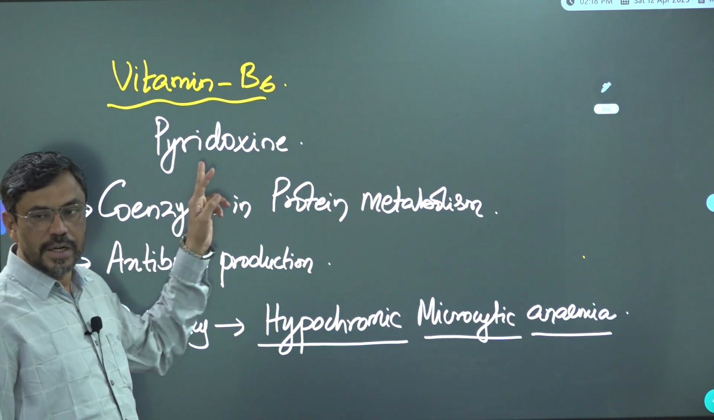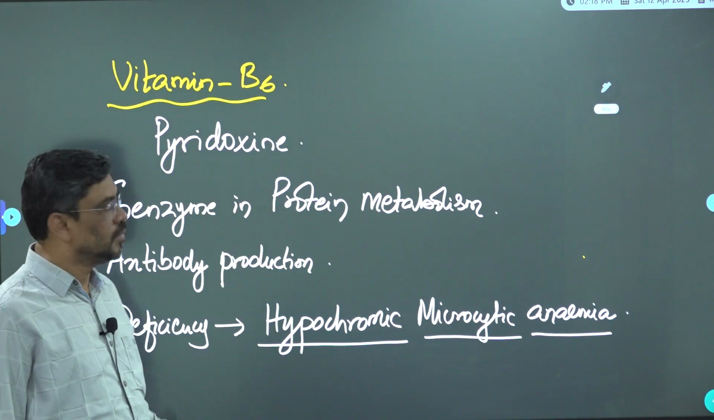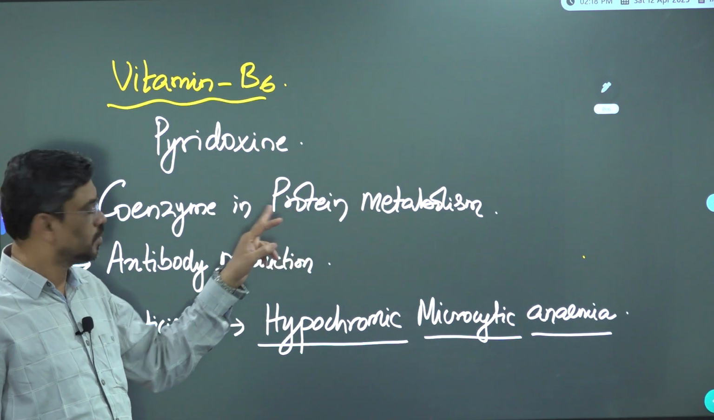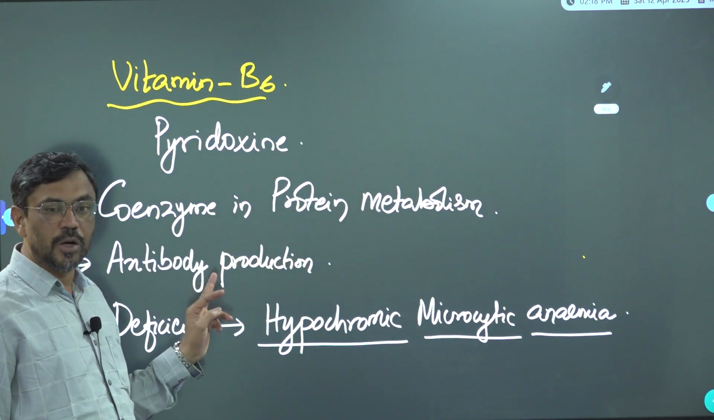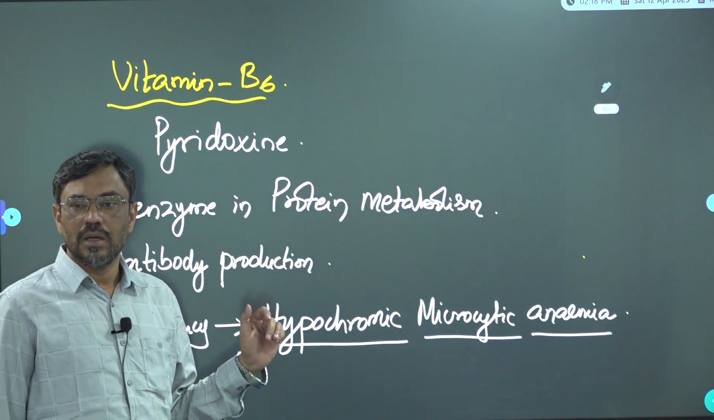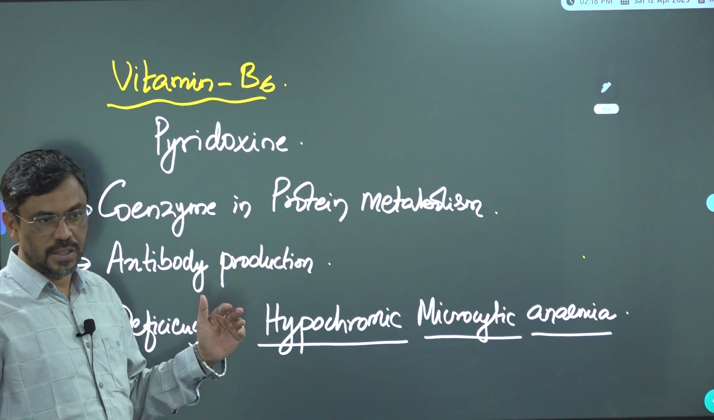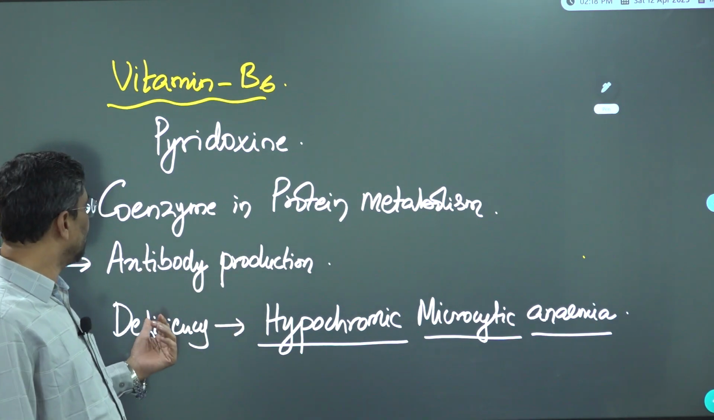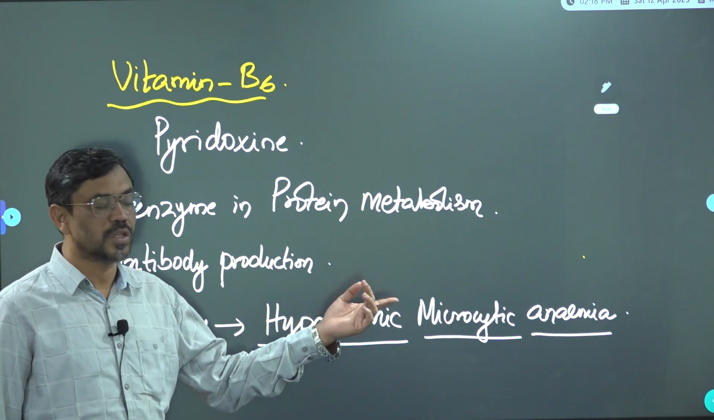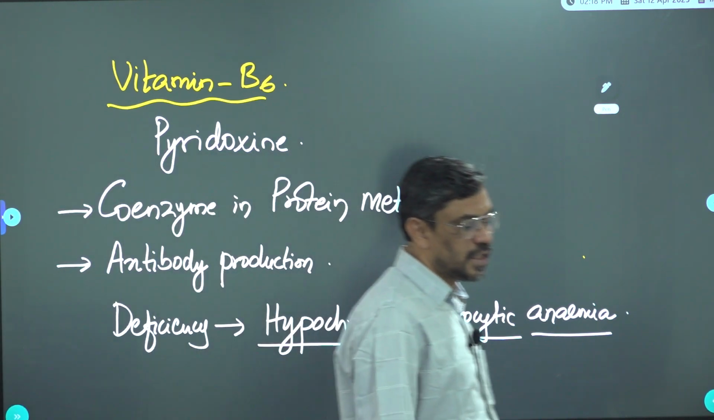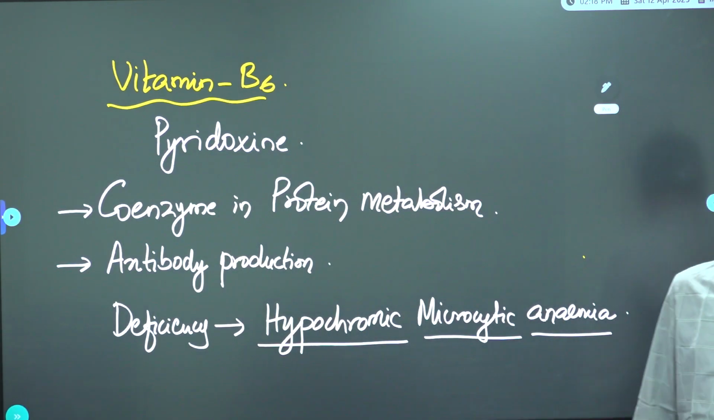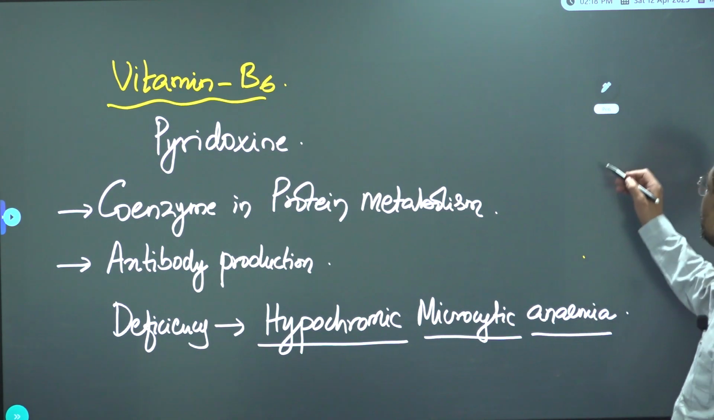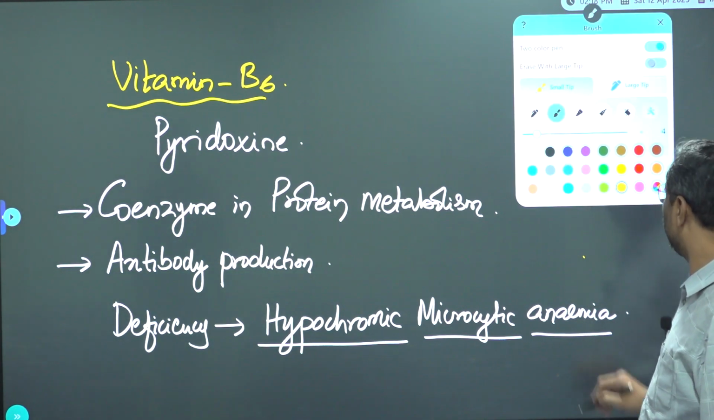Vitamin B6, its chemical name is pyridoxine, and it acts as coenzyme in protein metabolism. Then it is required for antibody production. What are antibodies? Antibodies are the protective proteins, okay, which fight against the antigens. And the deficiency causes hypochromic microcytic anemia. Right, this is vitamin B6. Next, vitamin B7.